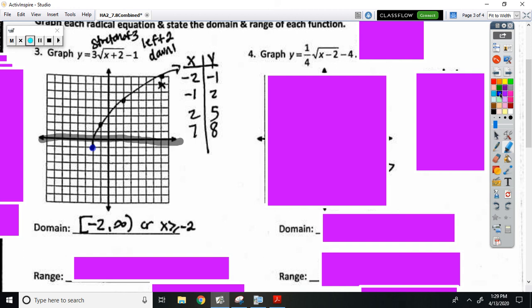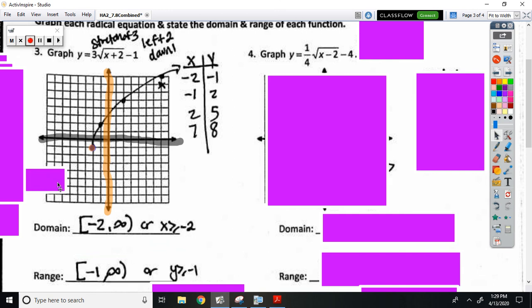Our range this time, we're looking at the y-axis. What's the smallest it ever touches on the y-axis? That's at -1, and it's increasing forever, so -1 to infinity. Or y is greater than or equal to -1.